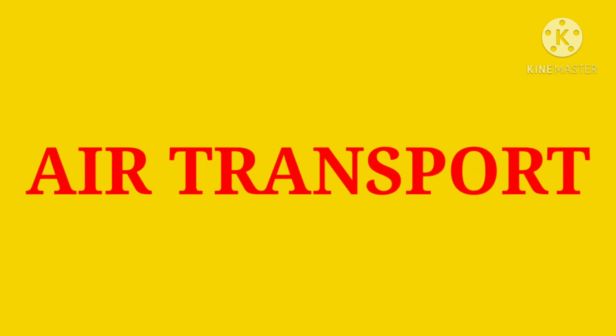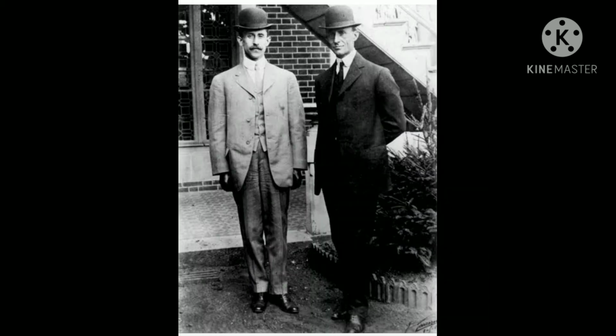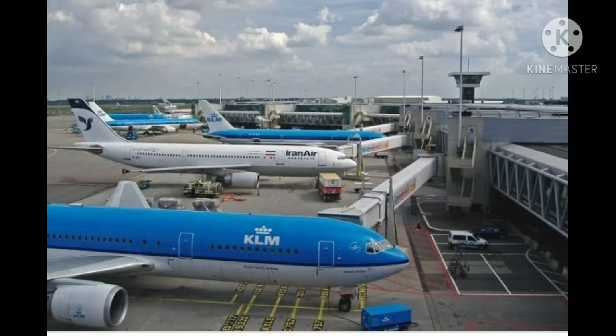Air transport. The means of transport used for air is called air transport. This is the fastest means of transport. The Wright brothers were the first to invent the aeroplane. Air transport is able to carry people and goods from one place to another within a few hours.